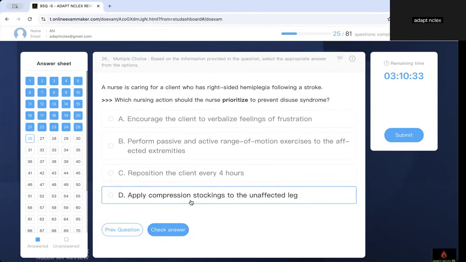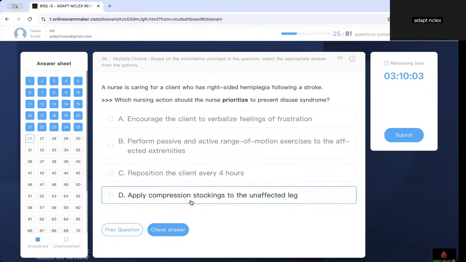Encourage the client to verbalize their feeling of frustration. Perform passive and active range of motion exercise to the affected extremities. Reposition the client every 4 hours. Apply compression stocking to the affected leg. What's the problem? Patient with stroke, we want to do something to prevent disuse because they're not using it. Therefore, we want them to use the extremities that are affected so that it does not lead to disuse, contracture.